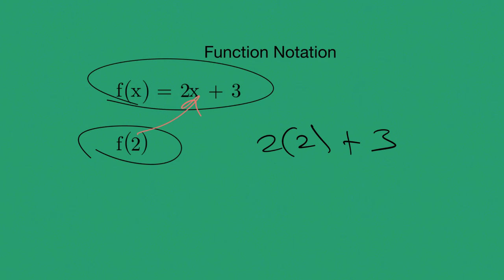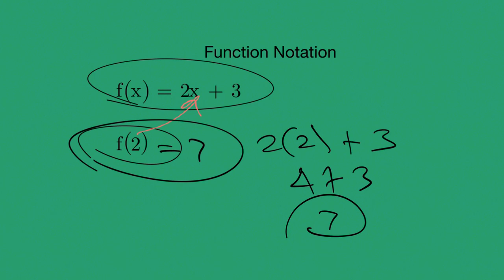F of 2 is telling you, go to the function labeled f, and please put a 2 in wherever you see an x. That's what that's telling you to do. So we went to the f function, which is 2x plus 3. We inserted a 2 for x. What's 2 times 2? 4. And what's 4 plus 3? 7. F of 2 is equal to 7.